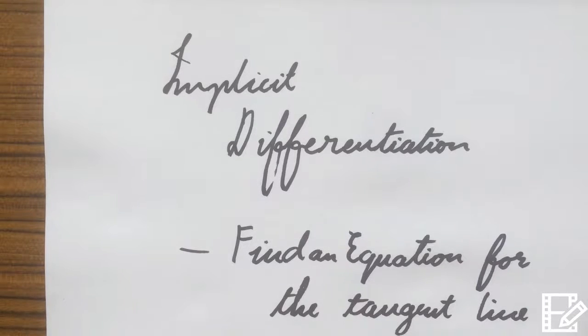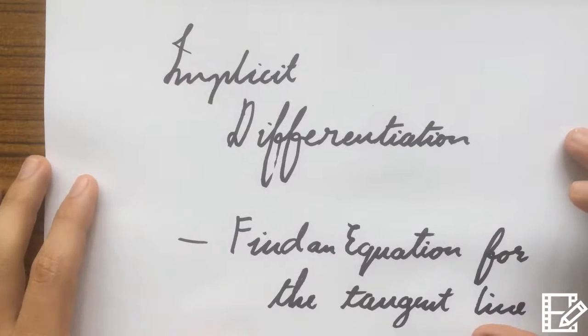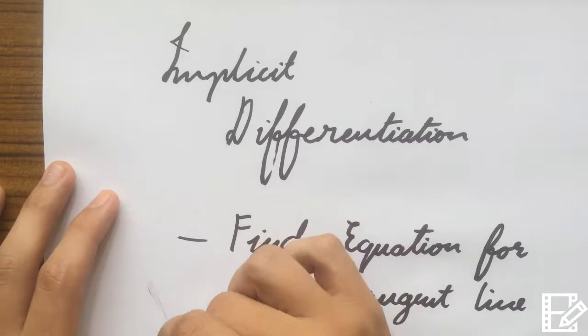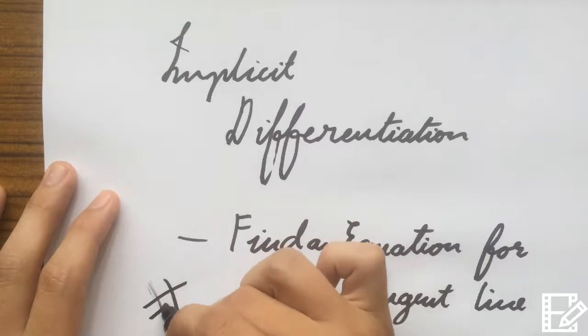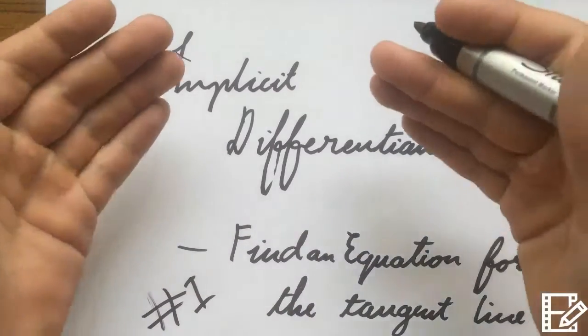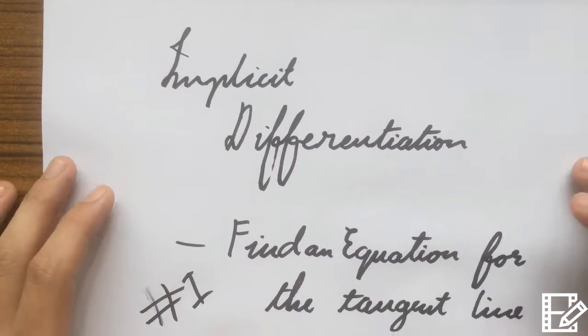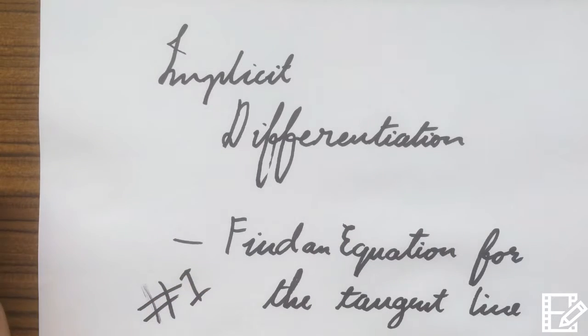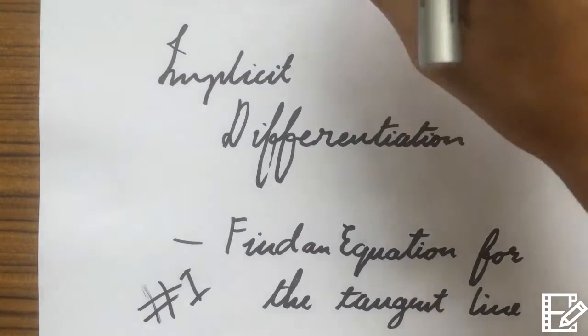Welcome back to my implicit differentiation series. This episode is going to be the first of about 4 episodes where I will use implicit differentiation techniques to find the equation for the tangent line on certain graphs at certain points. Okay, so let's get started.